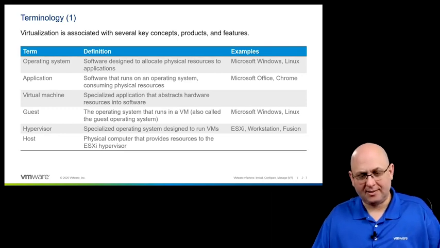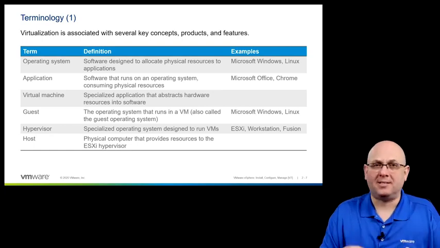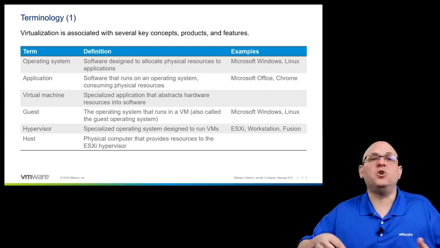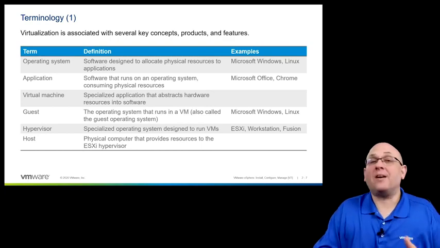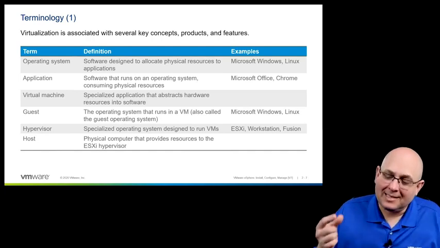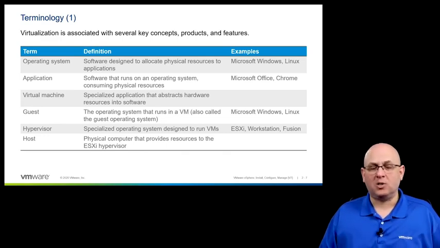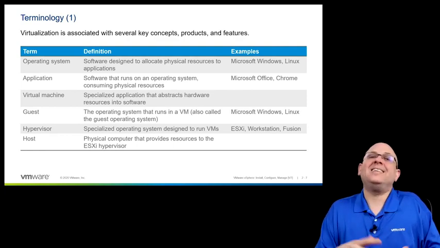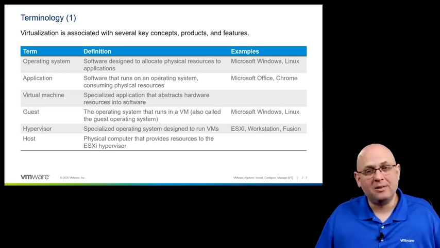Okay, so what is an operating system? Well, it's a piece of software, right? And it's designed most fundamentally to allocate physical resources. That's our hardware. That's our CPU, memory, networks, disk, video, sound, USB, whatever it is, right? It's designed to allocate those physical resources to the applications that we want to run in the environment. Examples: Microsoft Windows, Linux operating systems, Mac OS, right? These are all examples of operating systems that we are all very, very familiar with.